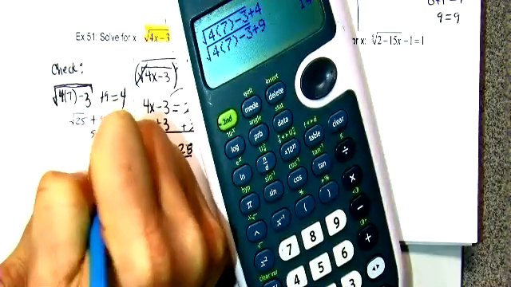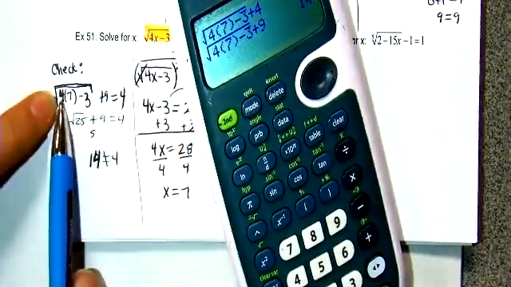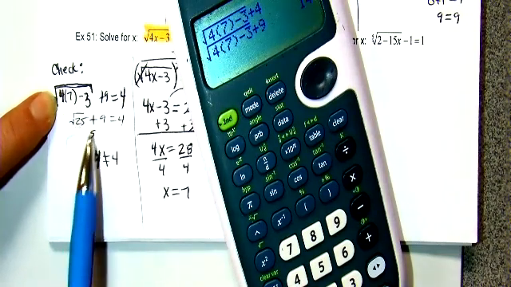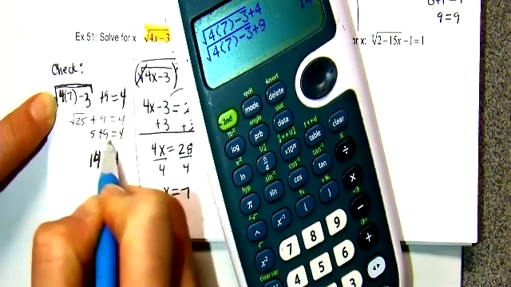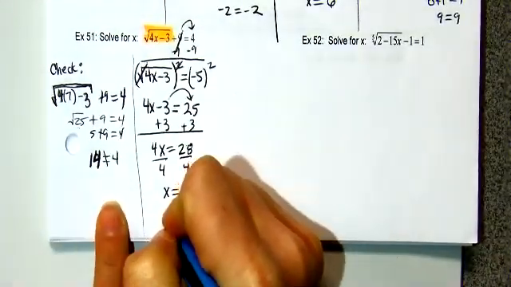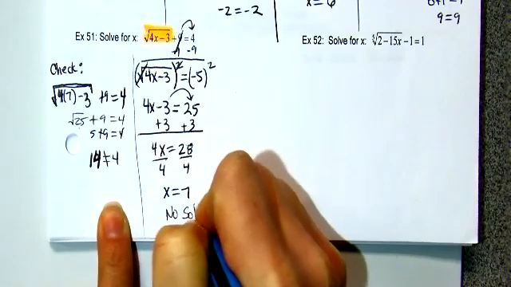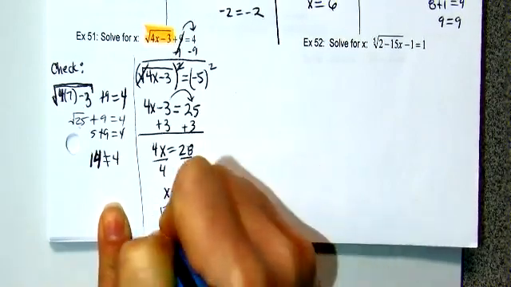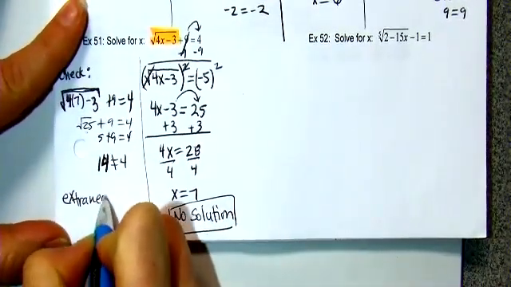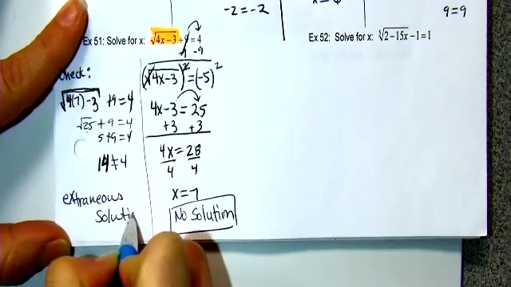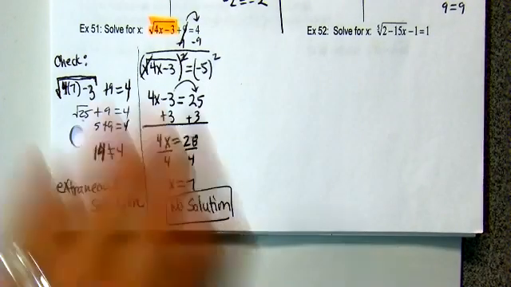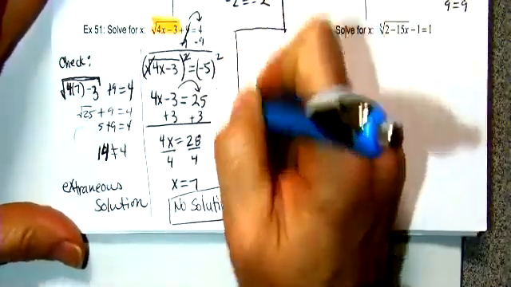Okay, there we go. So if we were doing it by hand, 4 times 7 is 28, minus 3 is 25. The square root of 25 is 5 plus 9, and 5 plus 9 is 14, and 14 doesn't equal 4. So this is not a solution. In WebAssign, you would write no solution, but it is technically called an extraneous solution. So even though we solved and we got x equals 7, it really didn't work out. It really isn't a real solution of that equation.